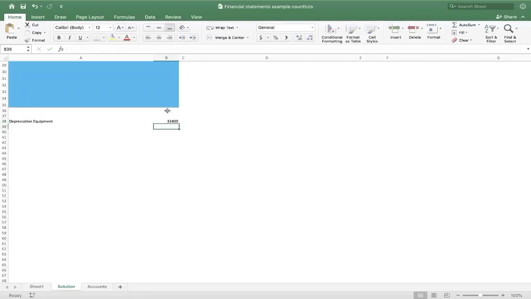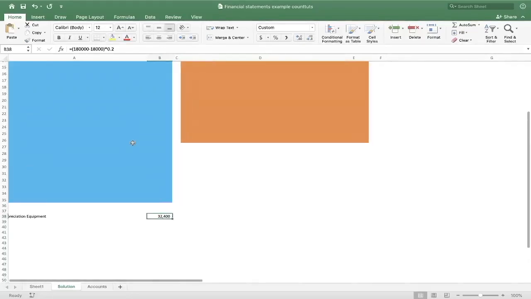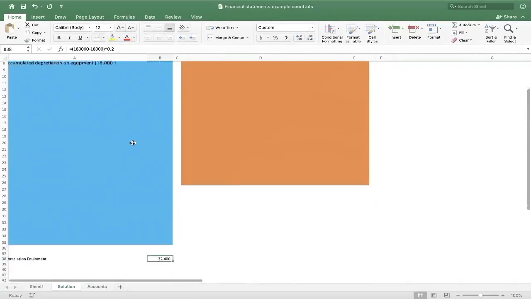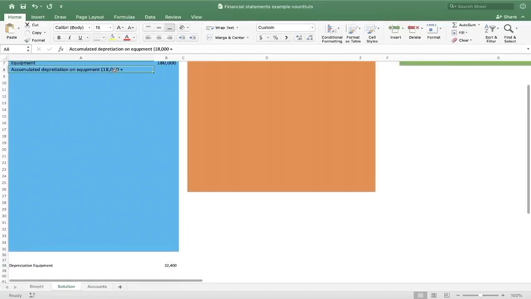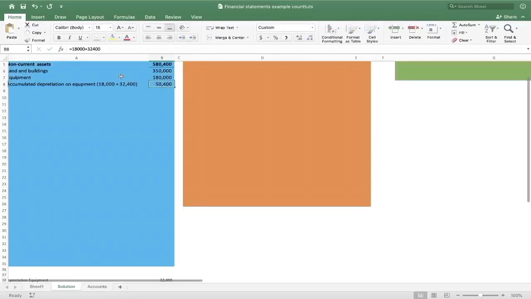And there we have it. We have been given the depreciation for this specific period for equipment: 32,400 Rand. Now all I need to do is add the 18,000 Rand plus the 32,400 Rand, and it will give me the total accumulated depreciation for equipment. So I'm going to add 32,400 Rand, and there we have it, 50,400 Rand.